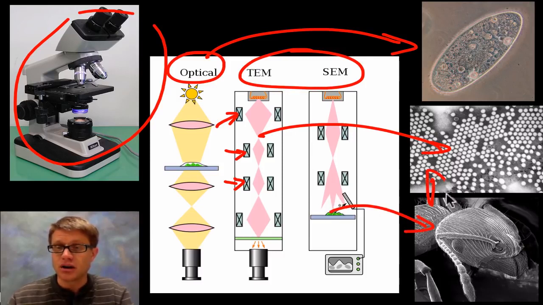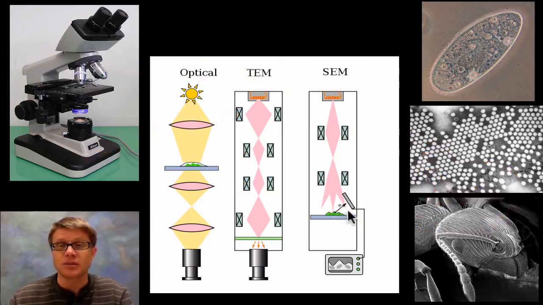Now these two are dead because the process of looking at the material is actually going to destroy it. In fact, here you have to put a thin layer of metal on it that we can bounce electrons off of in a scanning electron microscope.